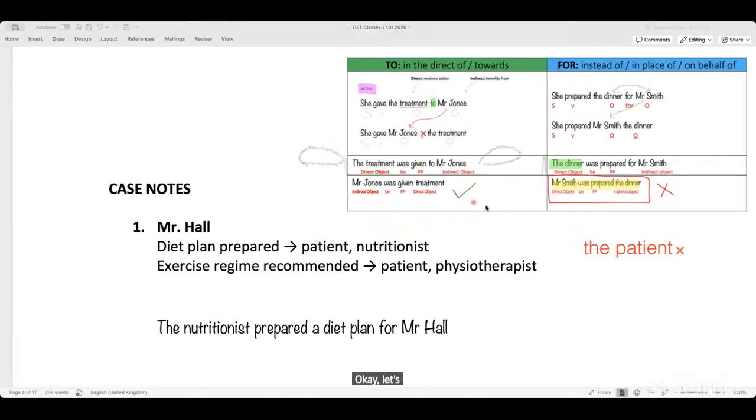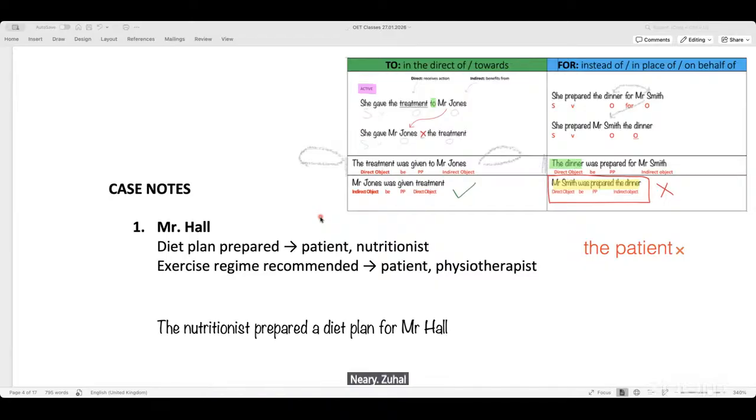Okay, let's get some indirect objects now. Can you say Mr. Hall? You start with Mr. Hall. And does it make sense? Neri, the Hall was prepared the diet plan. Yeah, this is the question. Can I say that Mr. Hall was prepared the diet plan? Sounds a bit informal, Neri.